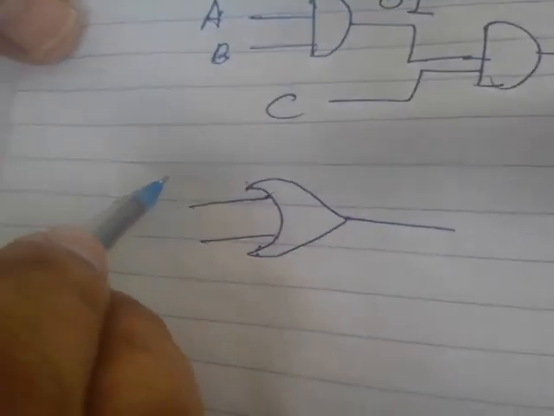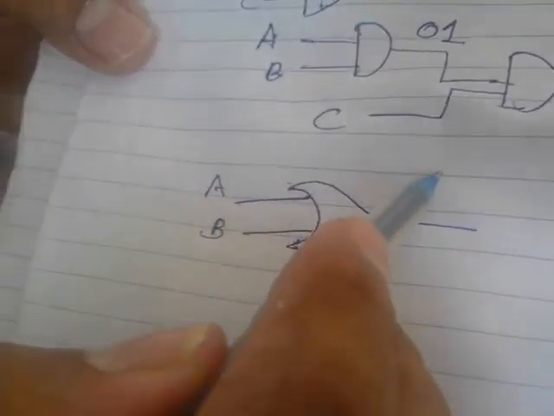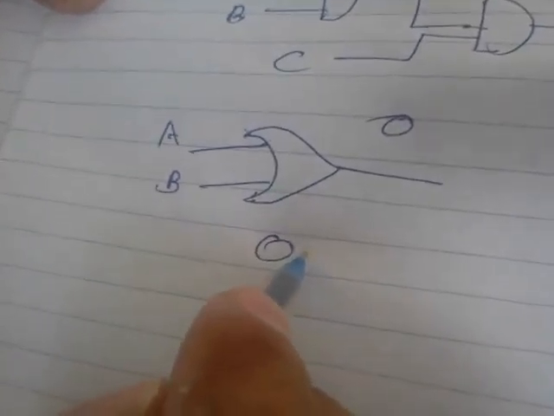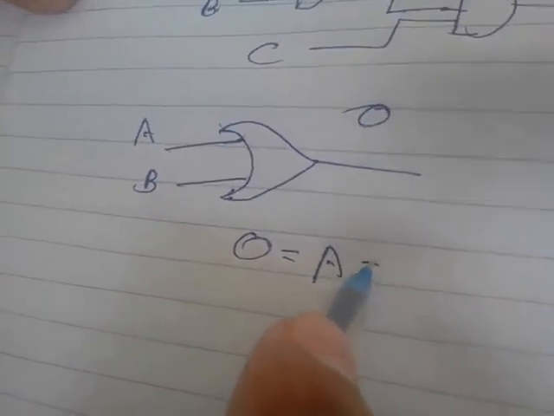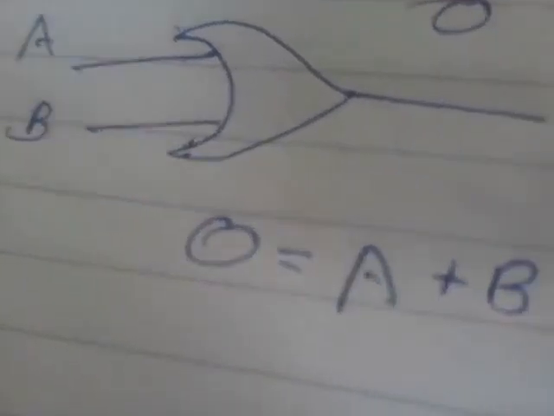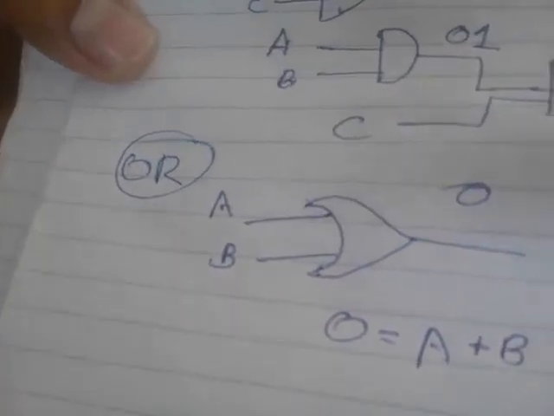And the mathematical way of writing this: let's suppose the inputs are A, B, and the output is O. So O equal to A plus B. This plus means it's OR. That's the OR gate. This plus means it's the OR gate.